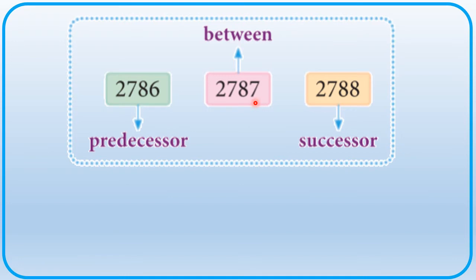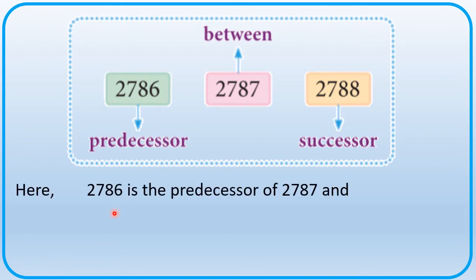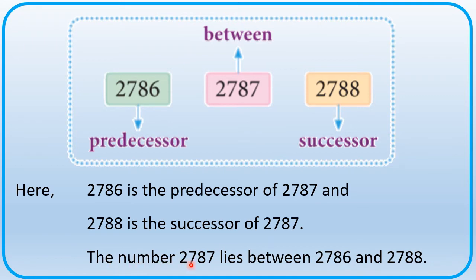And also we notice here that 2787 lies between these two numbers. That is, here 2786 is the predecessor of 2787 and 2788 is the successor of 2787. The number 2787 lies between 2786 and 2788.